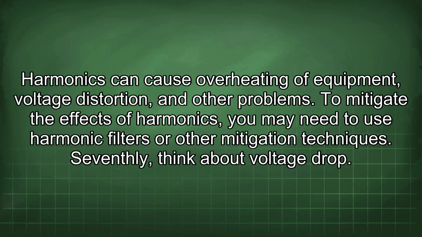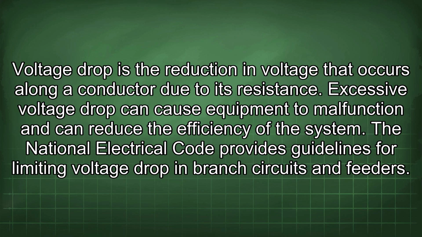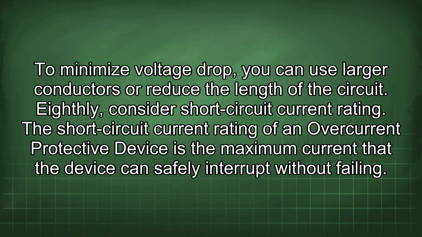Seventhly, think about voltage drop. Voltage drop is the reduction in voltage that occurs along a conductor due to its resistance. Excessive voltage drop can cause equipment to malfunction and can reduce the efficiency of the system. The National Electrical Code provides guidelines for limiting voltage drop in branch circuits and feeders. To minimize voltage drop, you can use larger conductors or reduce the length of the circuit.